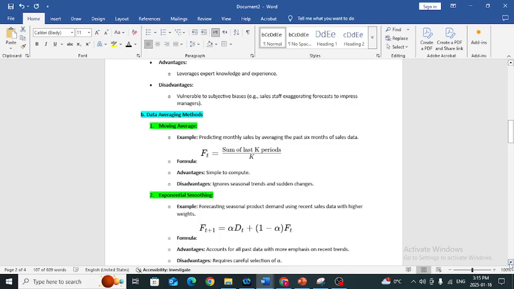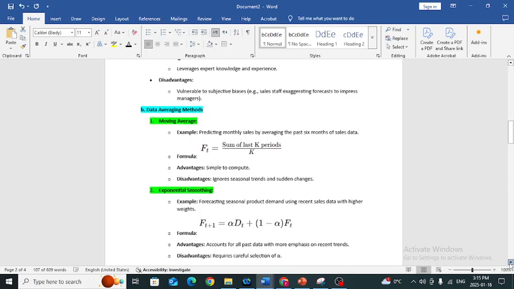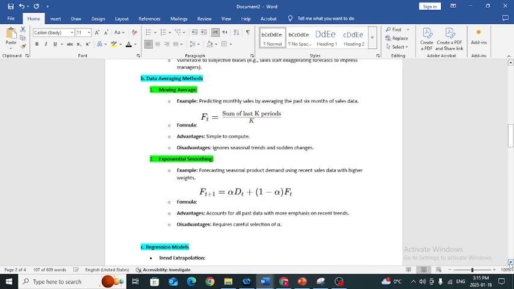The second one is the data averaging method. The data averaging method covers the moving average and exponential smoothing. Moving average, for example, is predicting monthly sales by averaging the past 6 months of sales data. This is the formula: F_t equals the sum of the last k periods divided by k. k is the number of periods, whether months, days, or years.